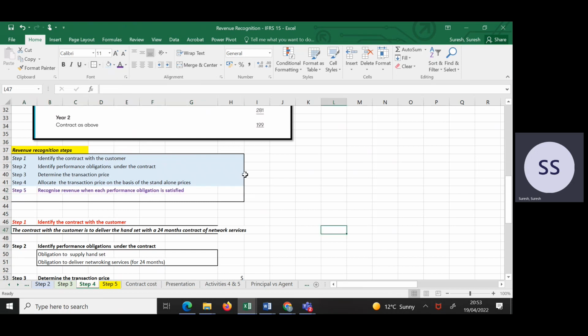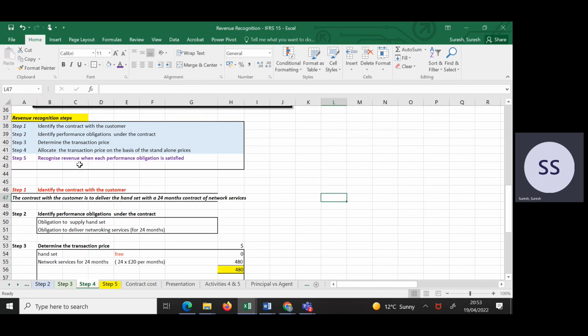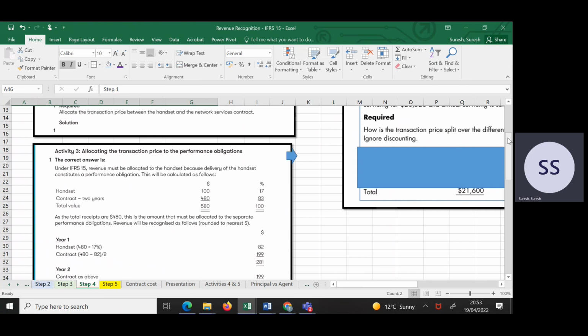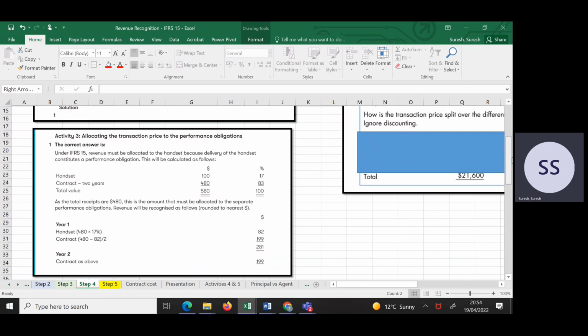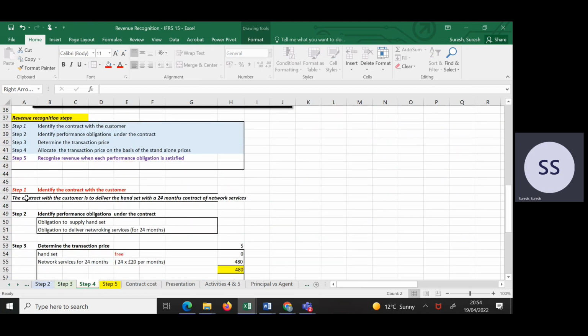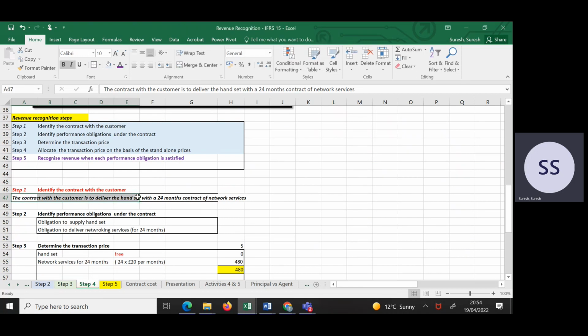The first thing we need to do is identify whether there is a contract. In this example, yes, there is a contract according to IFRS 15. The company is selling the customer a 2-year contract of services with a handset. The contract with the customer is to deliver the handset with a 24-month contract of network services. So we are very clear there is a contract.